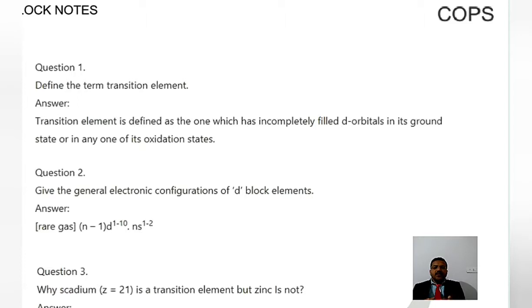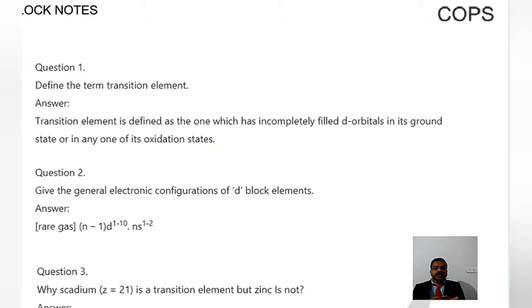The first question is, define the term transition element. The answer is, a transition element is defined as the one which has got incompletely filled d orbitals in its ground state or in any one of its oxidation states. So we had discussed earlier, for an element to become a transition element, it should have either d1 to d9 electronic configuration. That is, d10, a completely filled d orbital, is not a transition element. It should have incompletely filled d orbital.